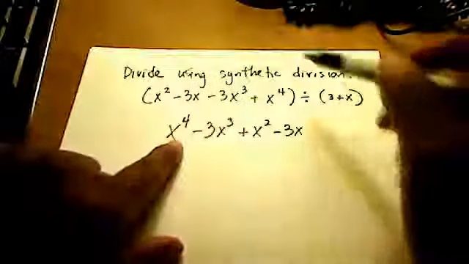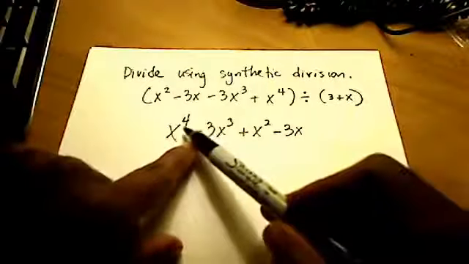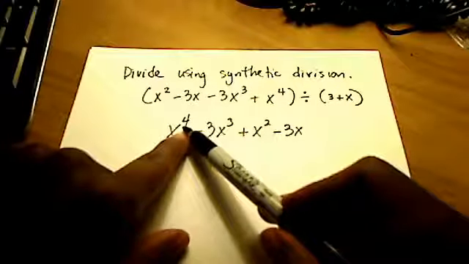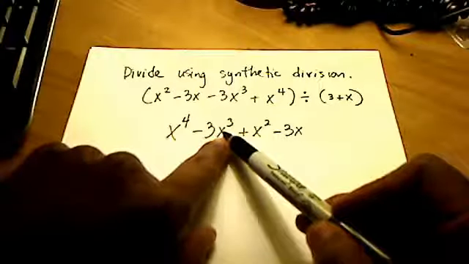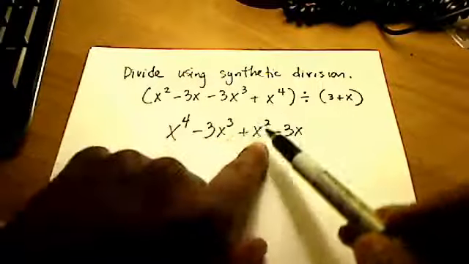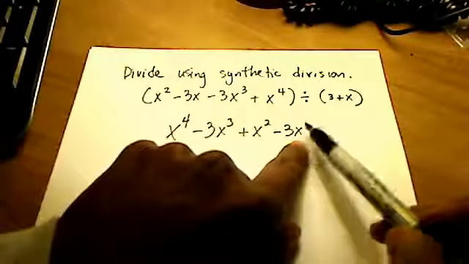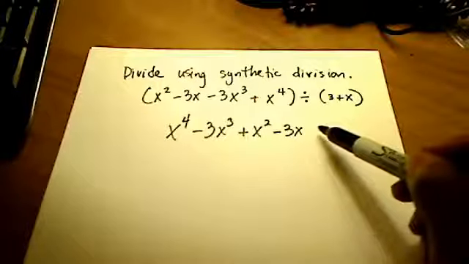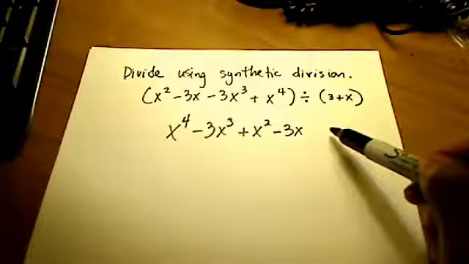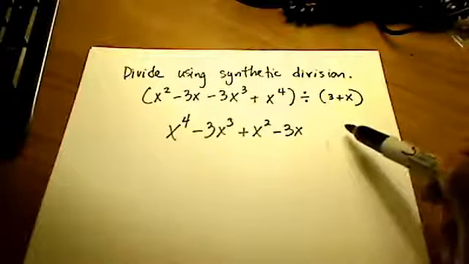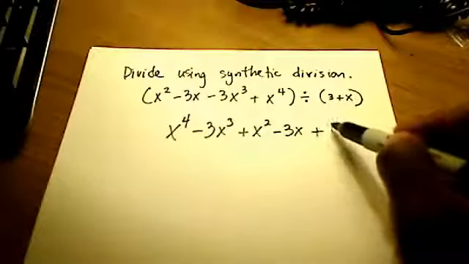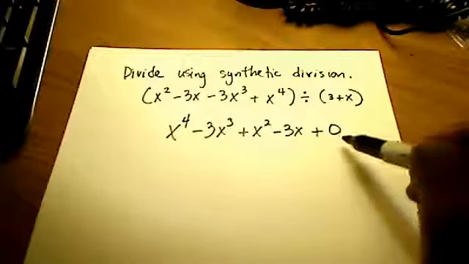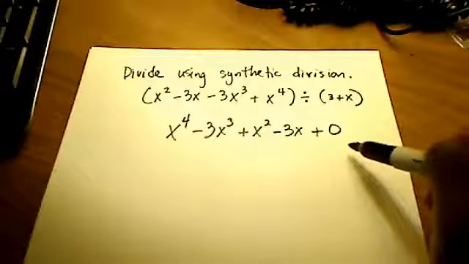So I like this a lot better because look, I'm now going in descending order with my exponents from the largest: x to the fourth, negative 3x to the third, x squared. This is really x to the first power. And I don't know if you noticed or not, but there's no constant in this problem here. There's no plus 7, there's no minus 5 or whatever. So I'm just going to add a plus 0 at the very end.